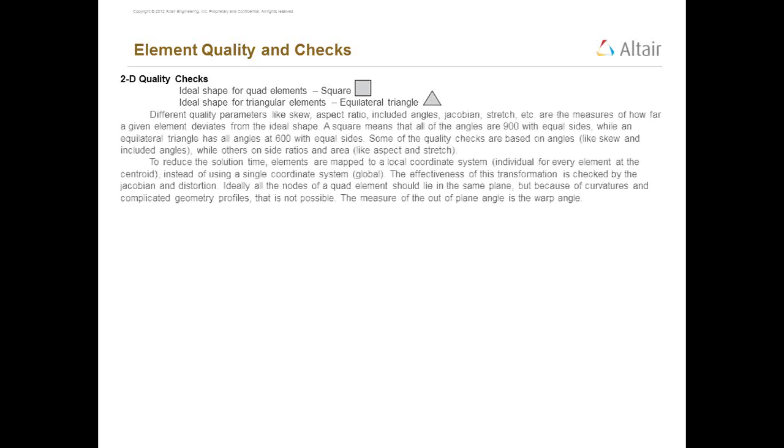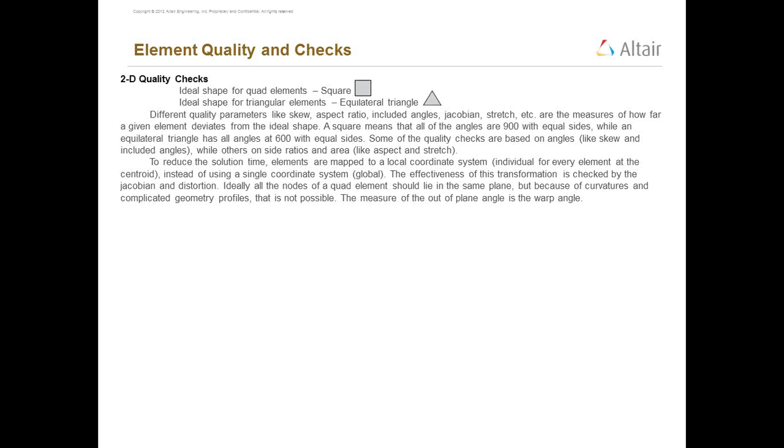Different quality parameters like skew, aspect ratio, included angles, Jacobian, stretch, etc. are the measures of how far a given element deviates from the ideal shape. A square means that all the angles are 90 degrees with equal sides, while an equilateral triangle has all the angles at 60 degrees with equal sides. Some of the quality checks are based on angles like skew and included angles, while others are on side ratios and areas like aspect and stretch.